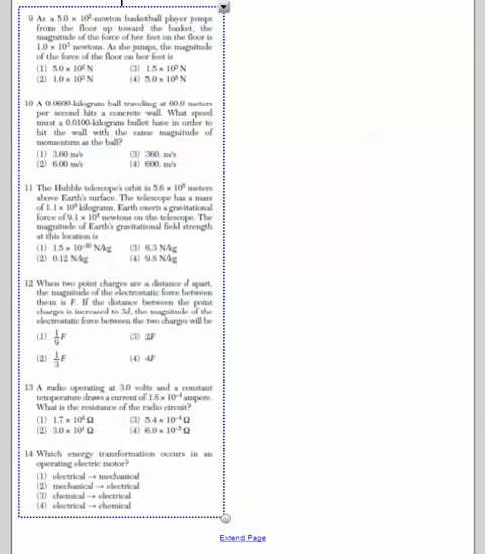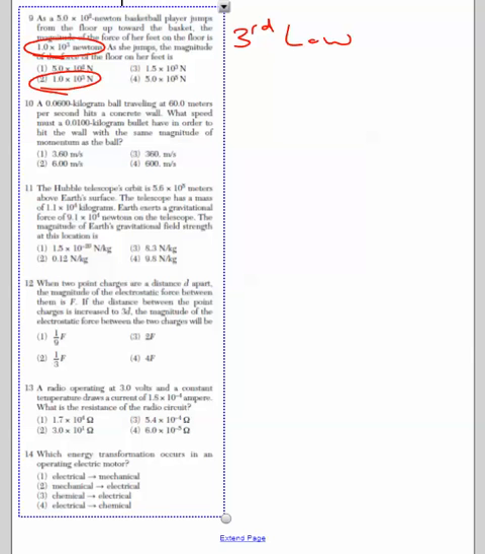Okay, this next one, we have a 5 times 10 to the second Newton basketball player jumps from the floor towards the basket. The magnitude of the force of her feet on the floor is 1 times 10 to the third newtons. As she jumps, the magnitude of the force on the floor. This is a nice little third law. You have to be careful of what force you are really looking at, and in this case we're looking at the 1 times 10 to the 3, so the answer is 1 times 10 to the 3, equal and opposite action.